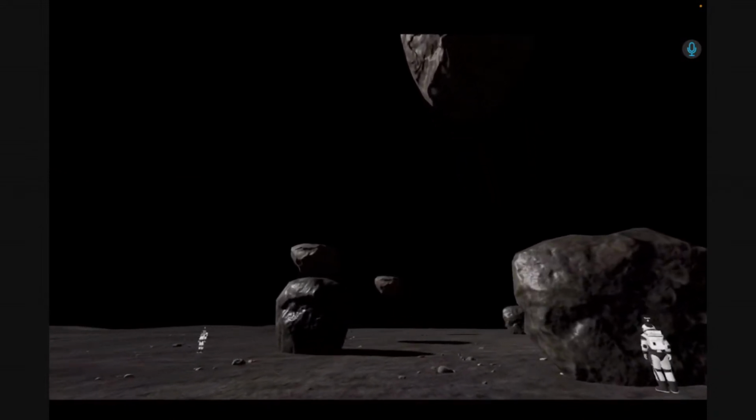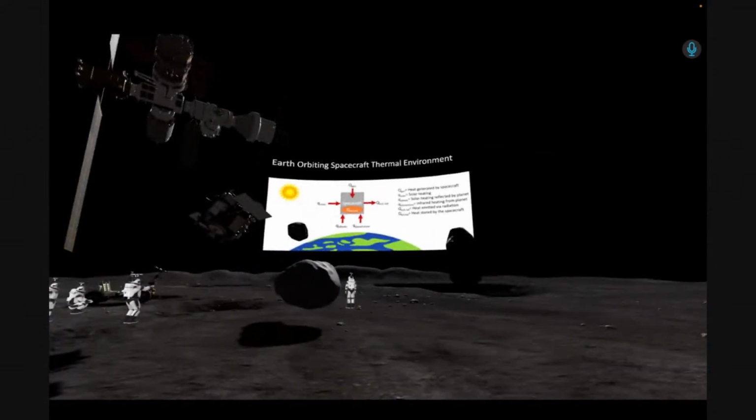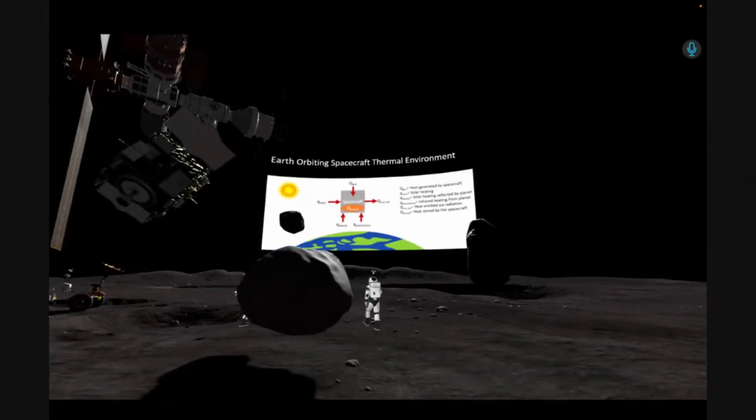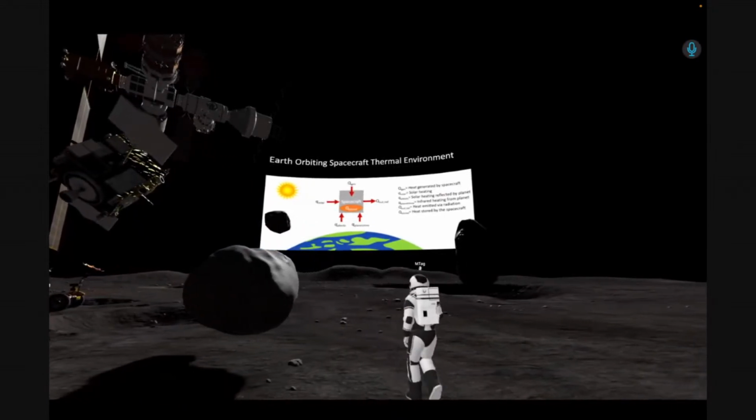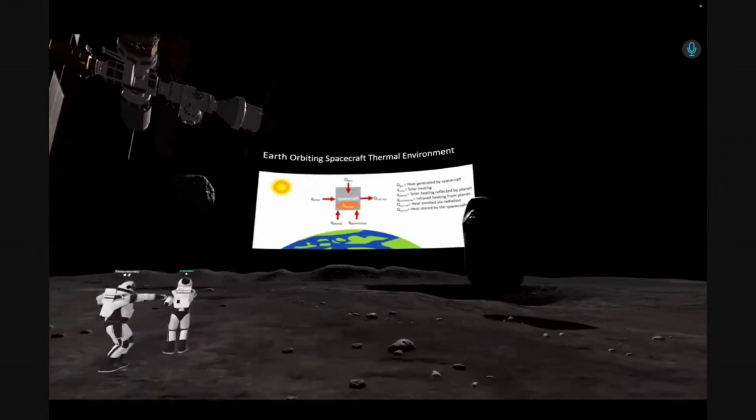Exactly. For example, I don't know, Camilo, if we can move this asteroid from the screen so the guys can see the image now. I cannot move it. I don't know why.